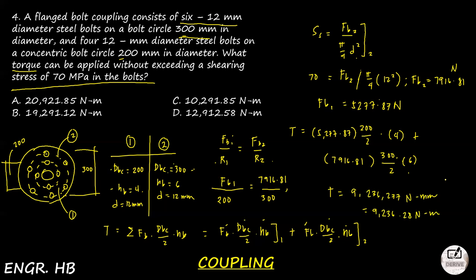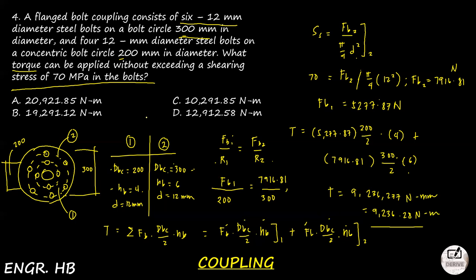300 and 200. Again, give me time. Konti lang. So that was for the FB2. Ulit. 7916.81. Okay, so the answer nga is 9,236.28. So wala sa choices. So, ayun, wala sa choices.